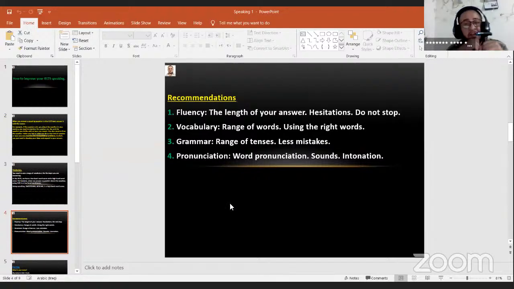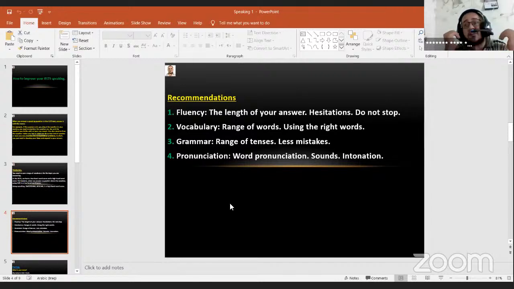Here, hesitations. How many times do you pause while answering? This is called hesitation. Do not stop until they tell you, but that does not mean to speak for a long time. For example, where do you live? I live in Baghdad. You start explaining about Baghdad. For example, you may say, Baghdad is the capital city of Iraq. It's famous for that thing. Let's say it's a facilitated city. There are lots of, for example, restaurants and these things.